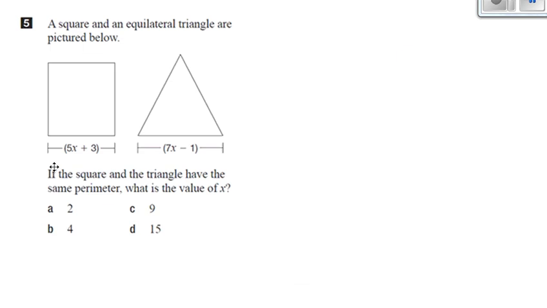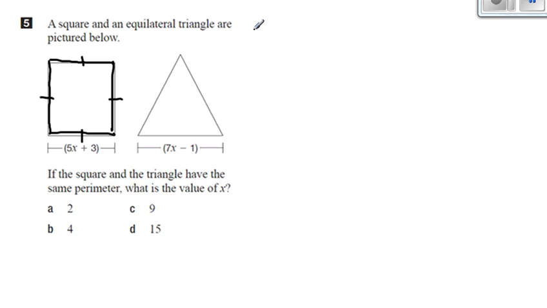A square and an equilateral triangle are pictured below. If the square and the triangle have the same perimeter, what is the value of x? So let's talk about the perimeter of a square. We know that a square has 4 sides that are the same length. So if this side is 5x plus 3, then so is this, so is this, and so is this.